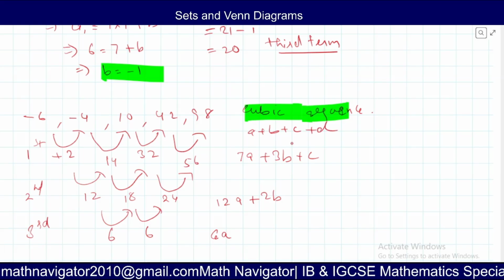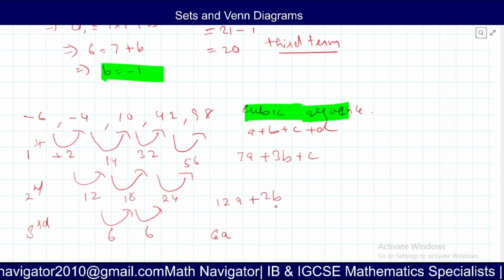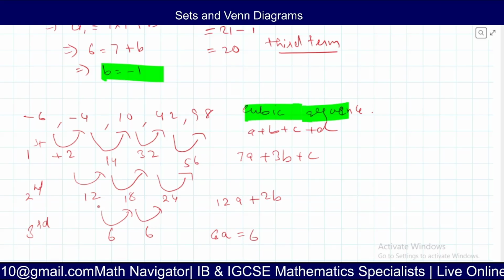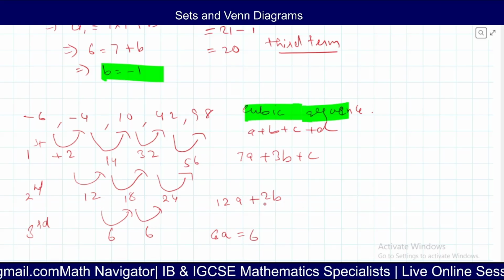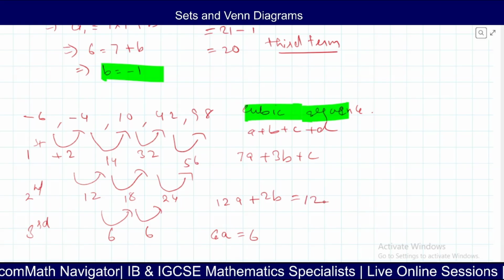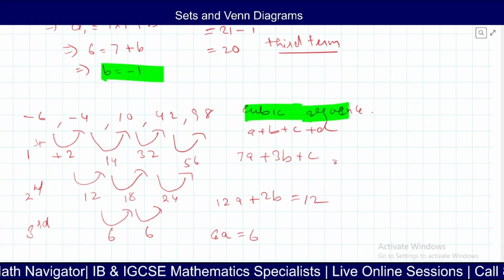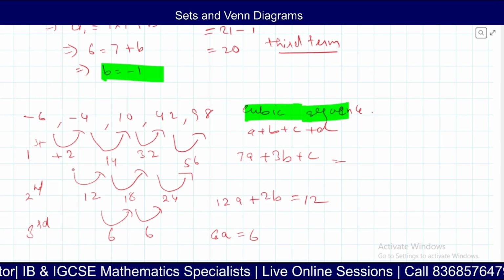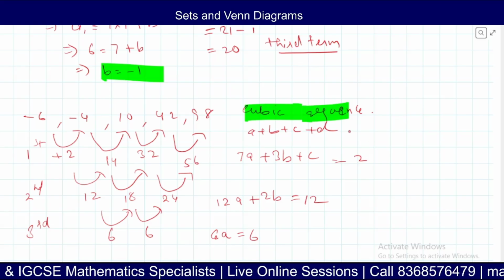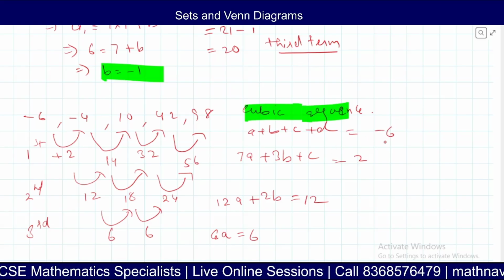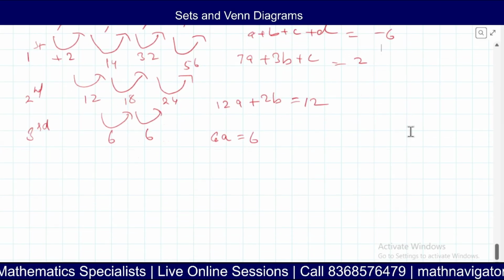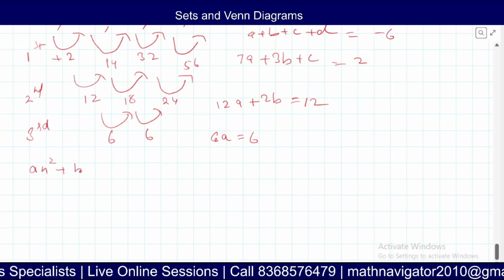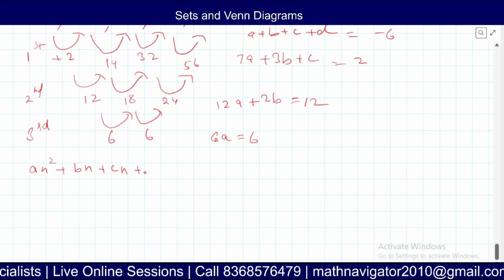That means I have 4 simultaneous equations and I want to find 4 unknowns. So if I see this, 6a is equal to 6 and 12a plus 2b is equal to 12, and 7a plus 3b plus c is 2, and a plus b plus c plus d is negative 6. So from here I want to find the value of a, b, c and d, and then I have to put it in an cubed plus bn squared plus cn plus d. Got it?